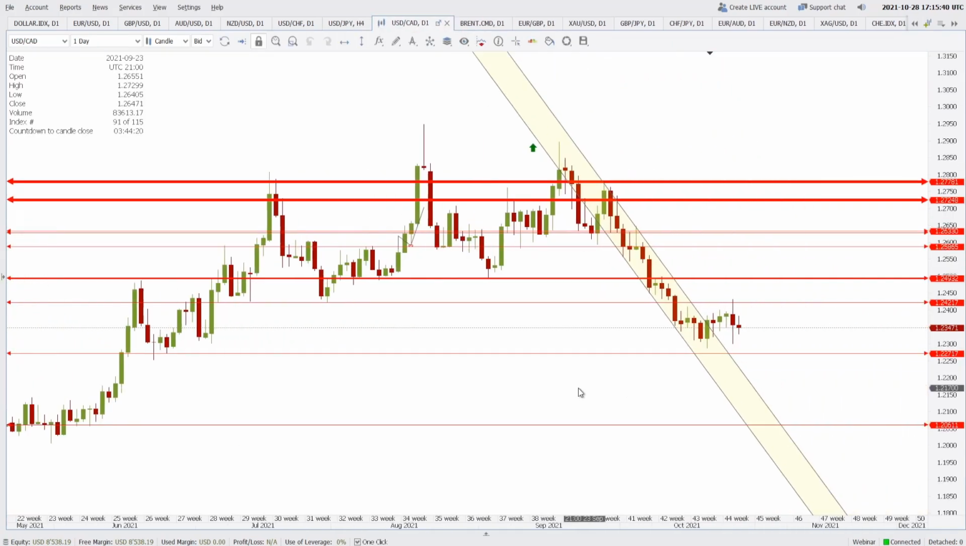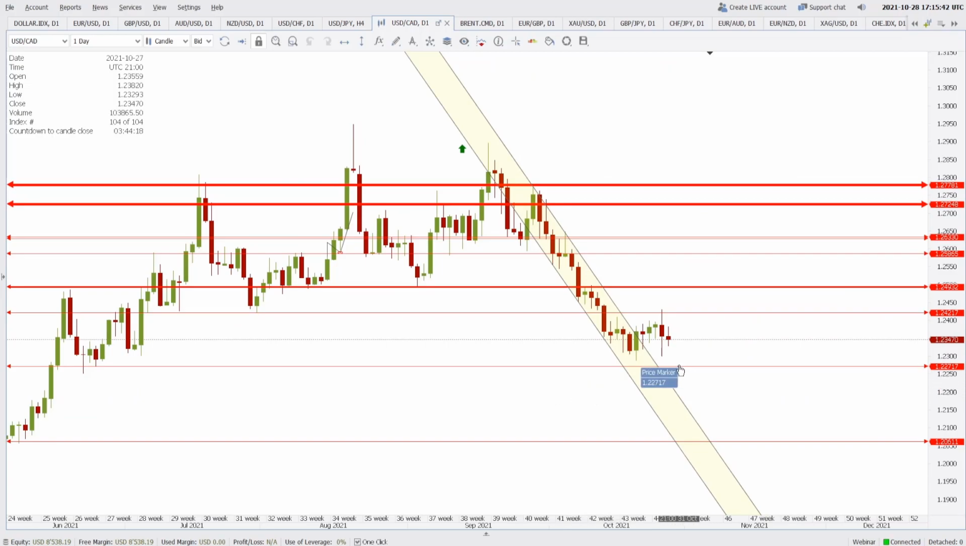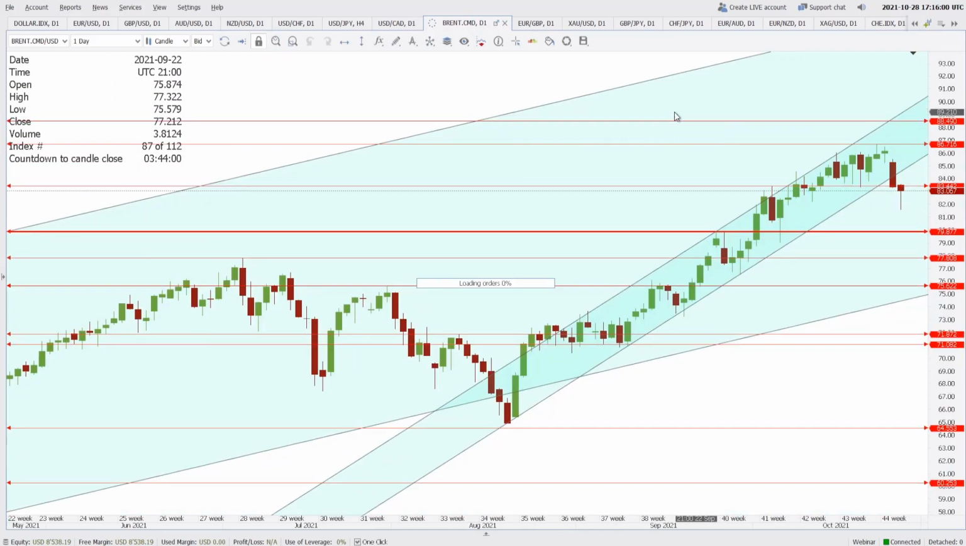Talking about the USDCAD, the support is at 1.2271 and the resistance is at 1.2421. Nothing here, no pattern is building up. The pair has broken out of this falling channel. Now support is at 1.2271 and the resistance is 1.2421. Nothing much in the USDCAD.